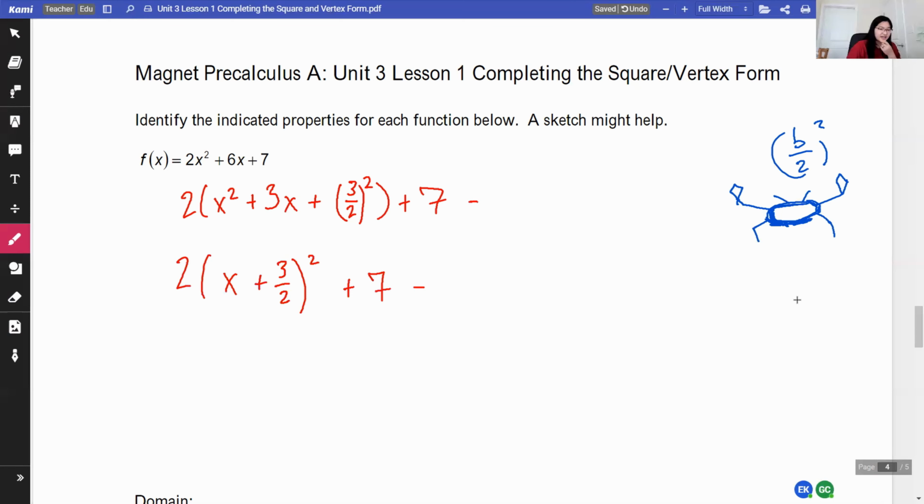But then there's that 2 hanging out. If we look at our equation, we added 9/4 inside these parentheses that are being affected by that 2. So I think we need to subtract 2 times 9/4, which is 2 times 3 halves squared. So we're subtracting 9 halves. Now we need to do a little bit of fraction stuff. That's 14 halves minus 9 halves. That's 5 halves.